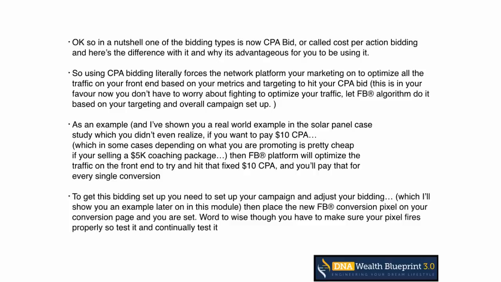What you need to do to get this bidding set up is set up your campaign and adjust your bidding. I'm going to show you how to set this up, with an example, later on in the module. Then the next thing you need to do is place Facebook's new conversion pixel on your conversion page. You don't place it anywhere else, you place it on the conversion page. Whatever your conversion page is, that's where you set it up.